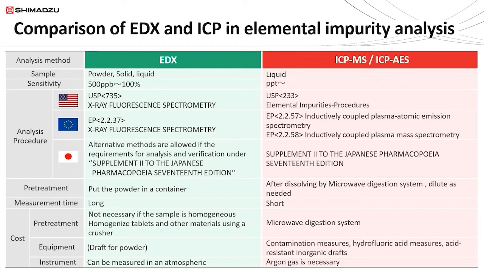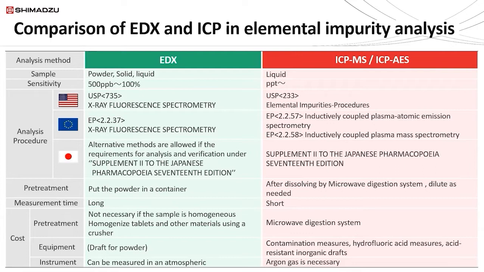EDX can accept a variety of matrices. The sensitivity, this is often a critique for EDX, that the sensitivity is too low for elemental analysis, and I hope to show you that's not the case for the rest of the talk. Nominally speaking, the sensitivity of an EDX is in the low part per million to very high part per billion region, whereas an ICP-MS is part per trillion. Now, the nice thing is the dynamic range of the EDX is very high. It's 500 parts per billion all the way to 100%.